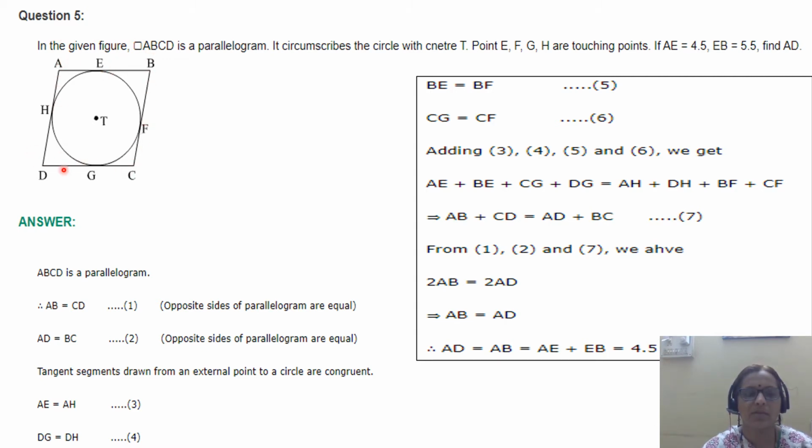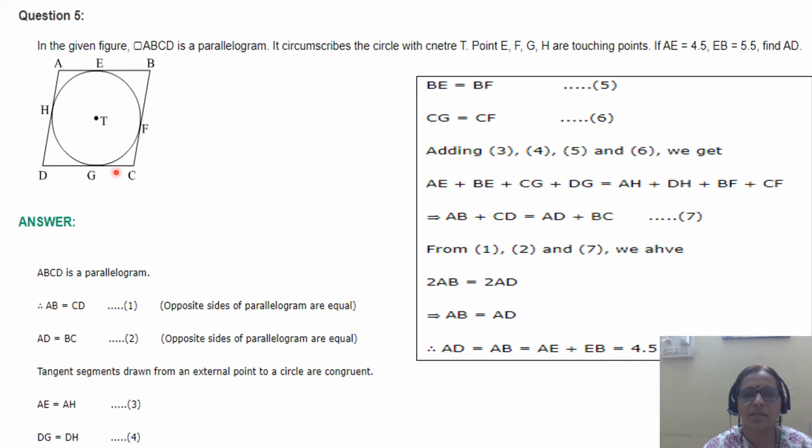Now, given quadrilateral is a parallelogram. So, AB is equal to CD, opposite sides of parallelogram. AD is equal to BC, opposite sides of parallelogram. Tangent segments from external point are of same length. So, AE is equal to AH and DG is equal to DH. BE is equal to BF and CG is equal to CF.